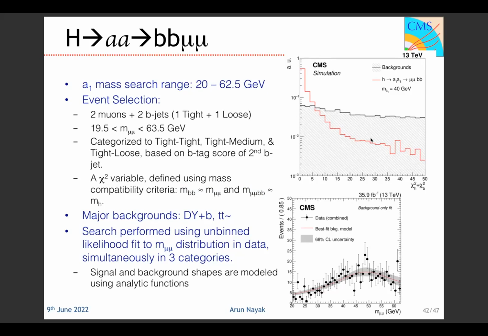So here you can see this chi-square distribution that I discussed. The chi-square for the signal looks like this, so basically the maximum is around 0, while for the background it is more or less flat, maybe slowly falling. And below, you can see one of the di-muon distributions from fitting the data to the background model.